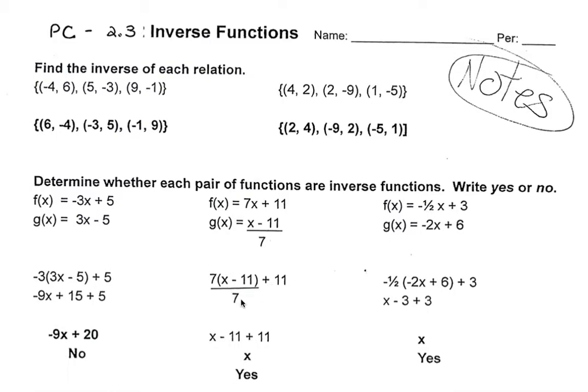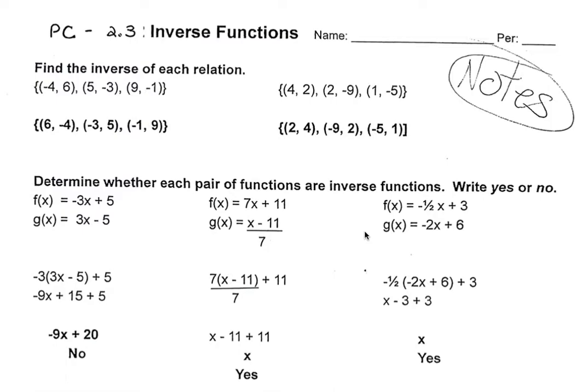Now you cancel out the 7s. When you have a 7 on top and 7 on the bottom, 7 over 7 is 1, so in essence they just cancel out. You're left with x minus 11 plus 11, just take off the parentheses, and minus 11 plus 11 cancel each other out, and you're left with just x. When you are left with x, that is what proves that those are inverse functions.